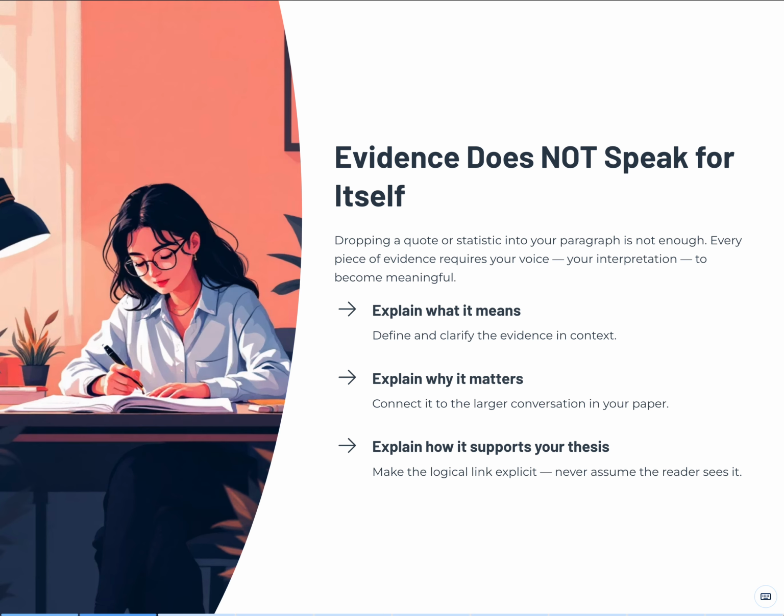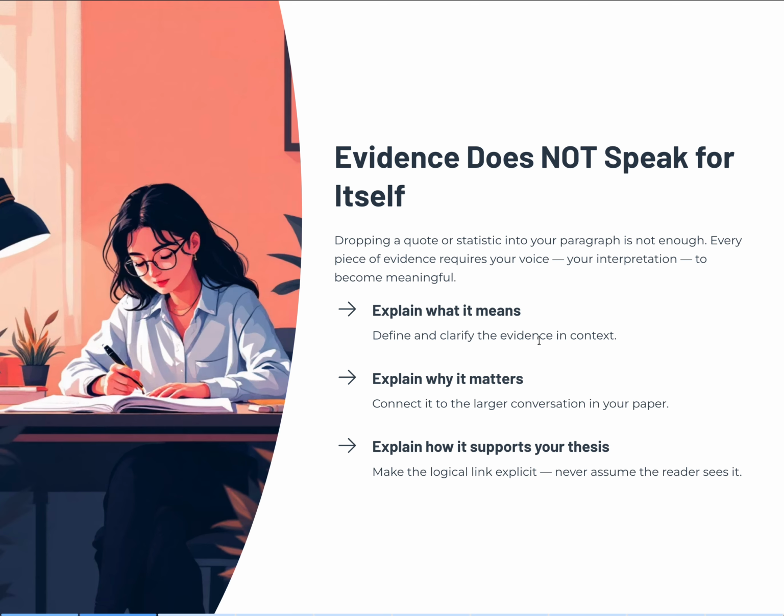Okay, let's talk a little bit about evidence. So, one of the biggest mistakes students make is assuming that once they insert the quote, they are done. You are not done. Dropping a quote into your paragraph is not enough. Every single piece of evidence must be explained. You must tell your reader what it means.